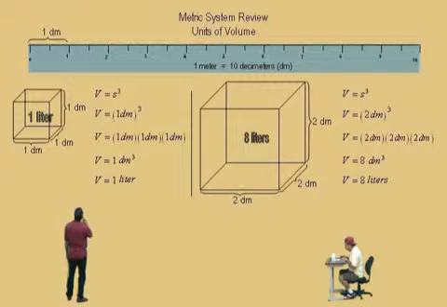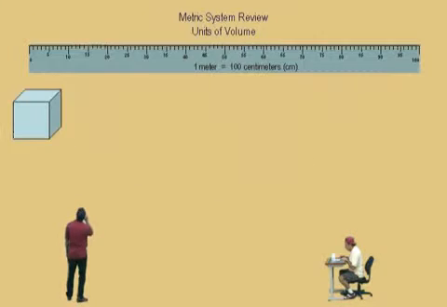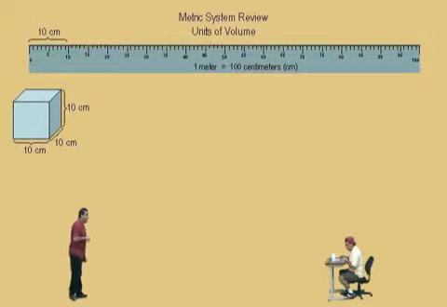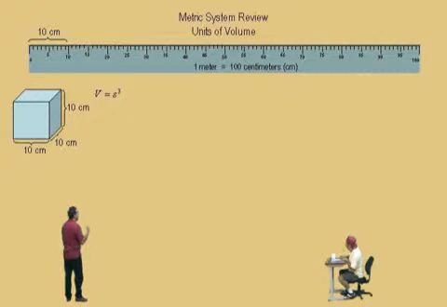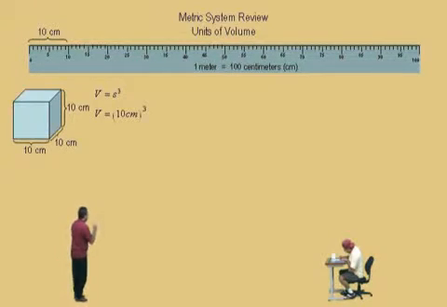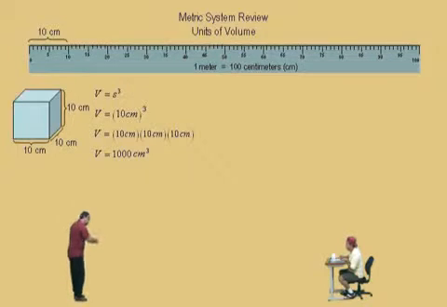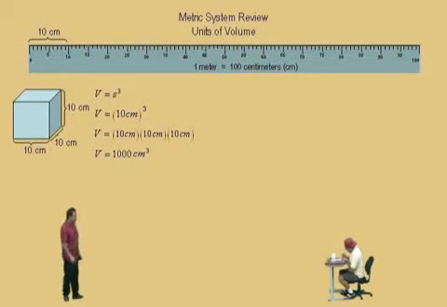Okay, now let's do another one here. Let's do another cube, but this time its side length is 10 centimeters, okay? And let's calculate its volume. Well, volume is side length cubed, so the volume is 10 centimeters cubed, which is 10 centimeters times 10 centimeters times 10 centimeters, which is 1,000 what, Charlie? 1,000 centimeters cubed. That's right.